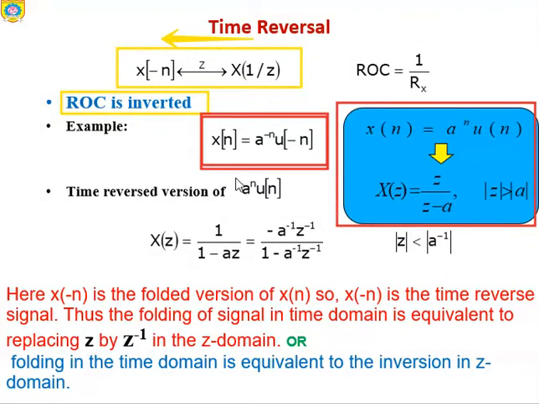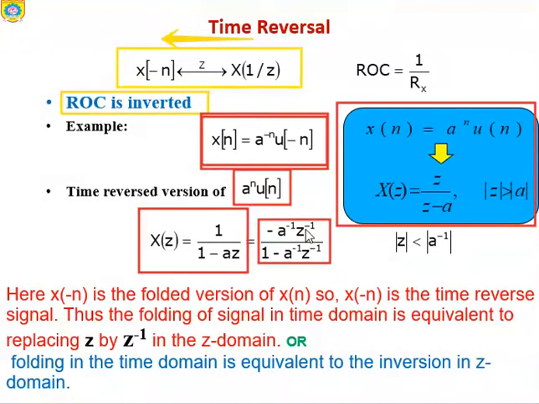So the time reversed version of a raised to n u of n will be what? X of z is equal to 1 upon 1 minus az. How has this taken place over here? Just replace z by 1 by z. So it will be simplified in another way, like minus a inverse z inverse divided by 1 minus a inverse z inverse. So obviously for this case, the new ROC will be what? Mod z less than mod of a inverse.